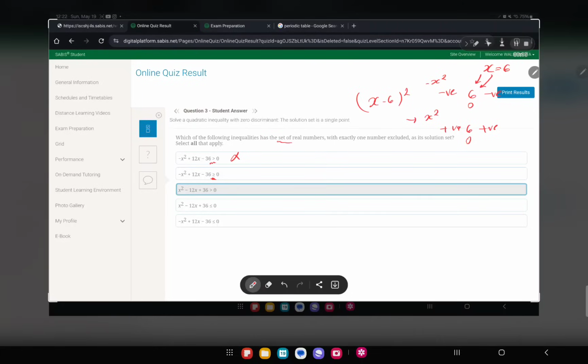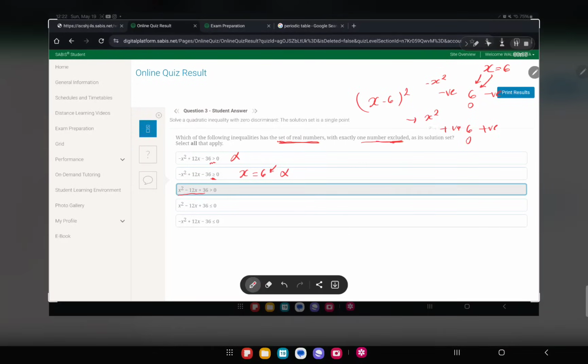But they said it has the solution of the set of all real numbers with only one number excluded. In this case, the only solution is x equals 6. So here there's not only one number excluded, here there's only one number included. Okay? So obviously this will be wrong. X squared minus 12x plus 36.